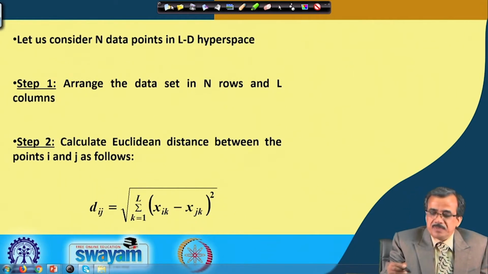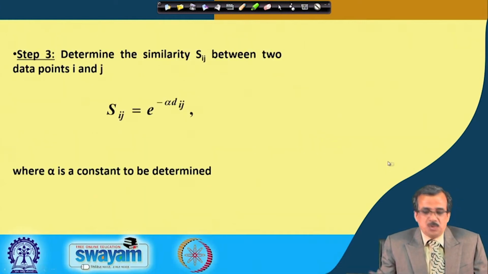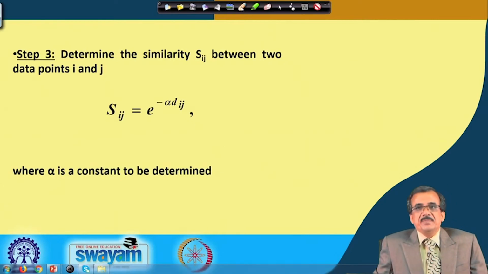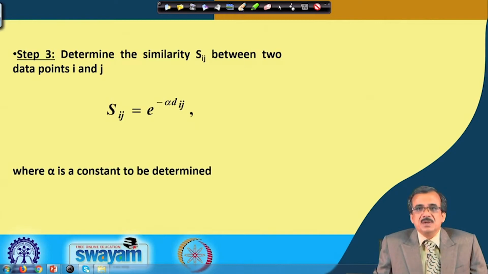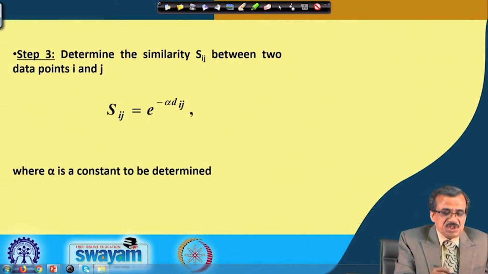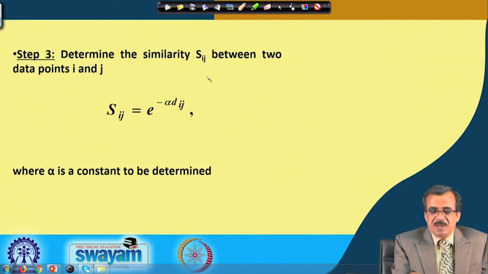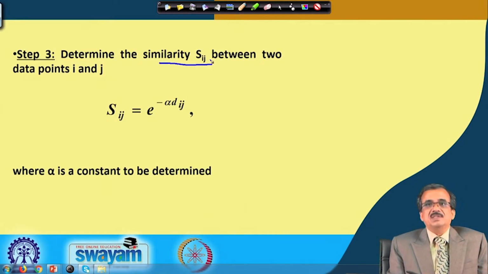Now, once you have the Euclidean distance between the two data points, we will have to find out the similarity among them. As I told, if the Euclidean distance between the two data points is more, their similarity is less, and vice versa. Let us see how to represent this relationship in mathematical form. In step 3, we find the similarity S_ij between the two data points i and j.